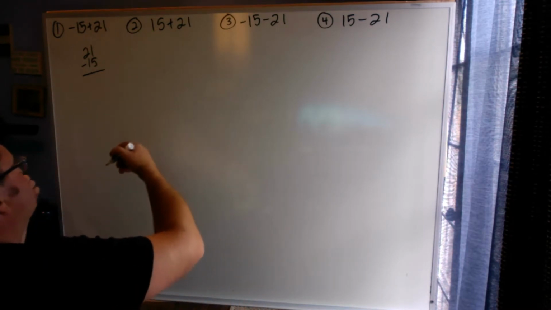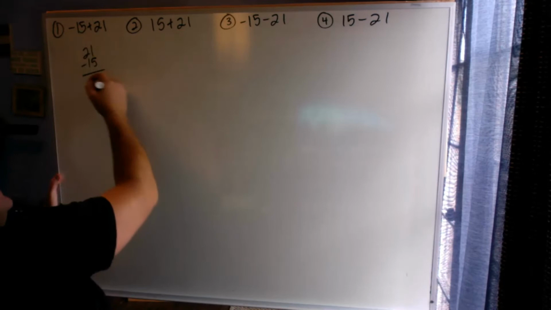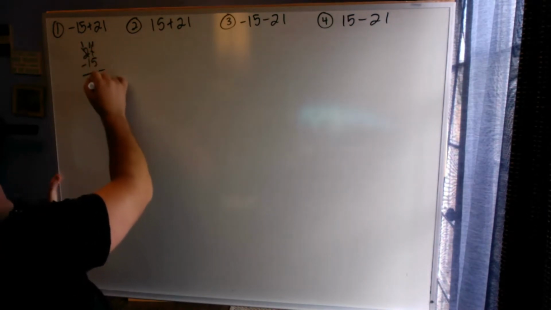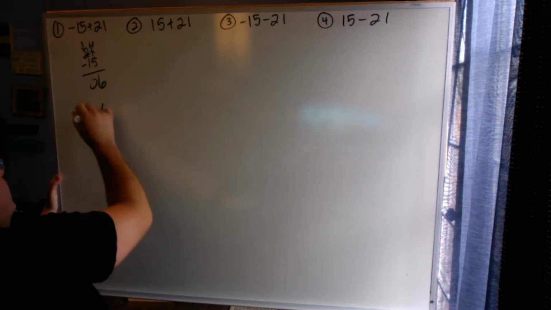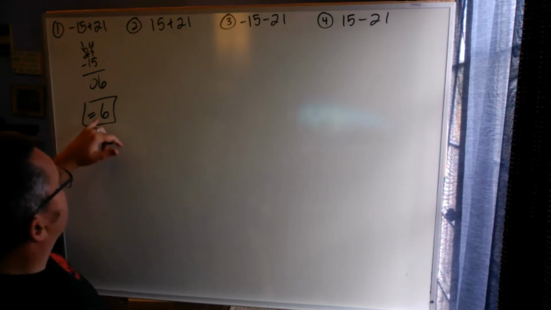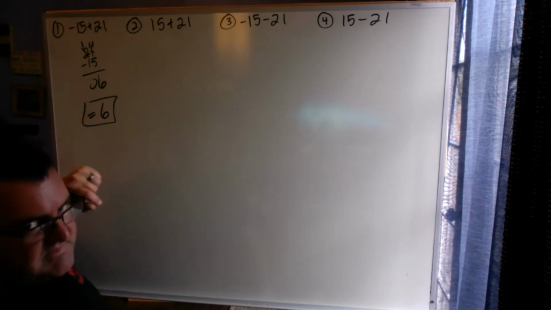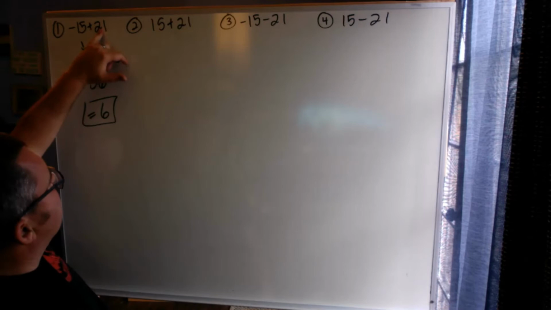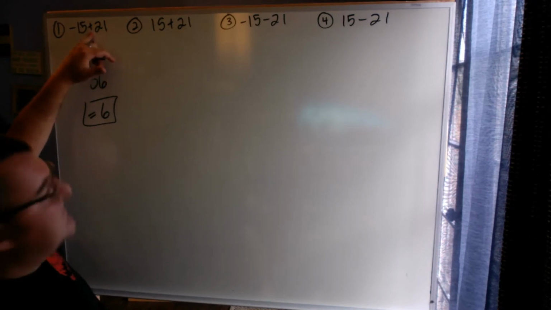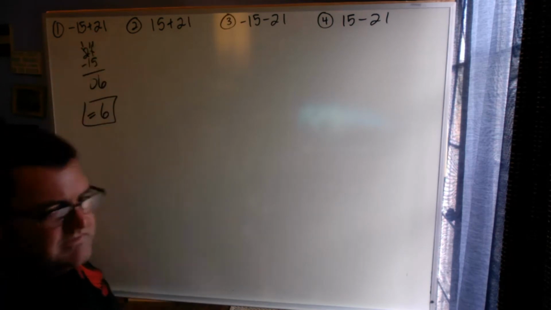Well, hopefully you see that you get 6 here, but it's a good opportunity to do the borrowing. So I'm going to do that. 11 minus 5 is 6, and it looks like we get just 6 for an answer. Okay, the reason that it is positive 6 is because 21 is the larger number and the sign is positive. So the larger value always keeps the sign.